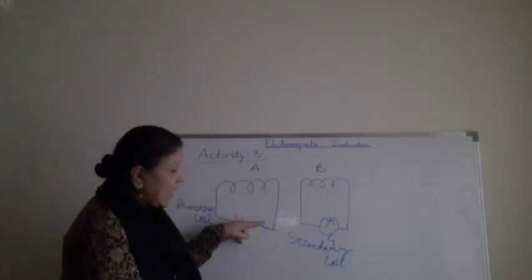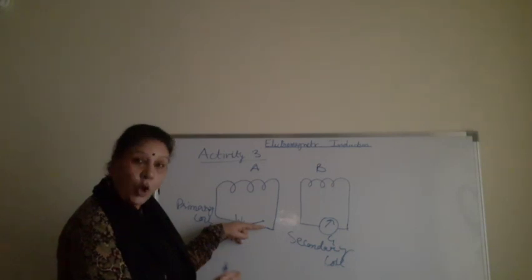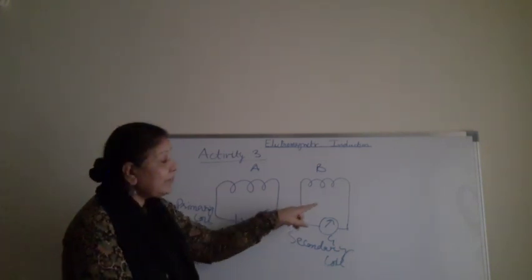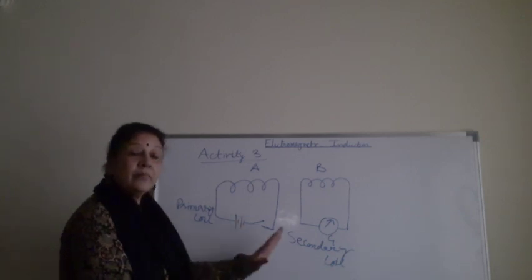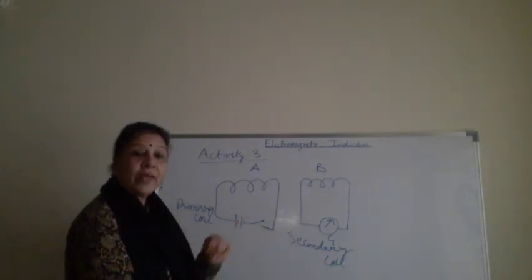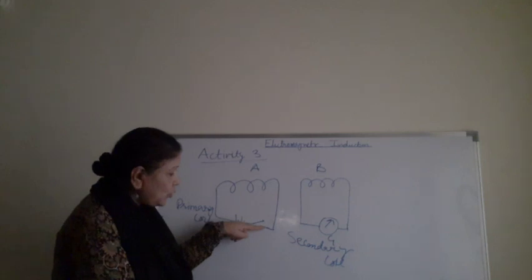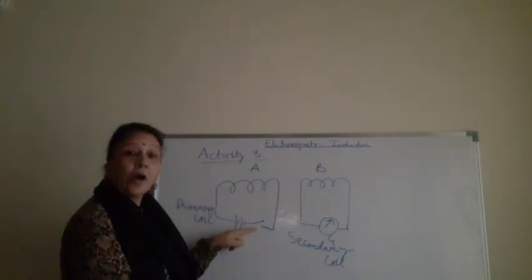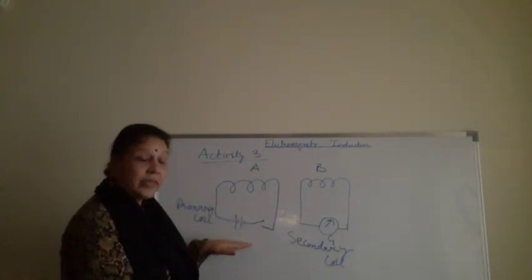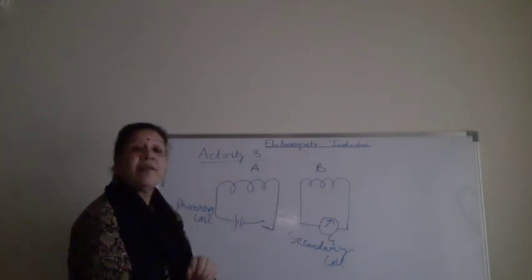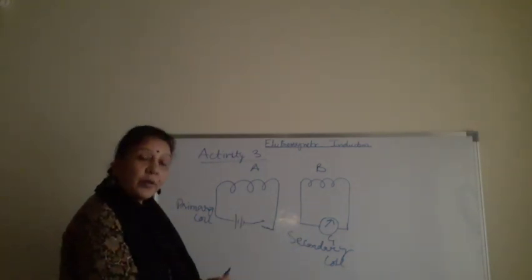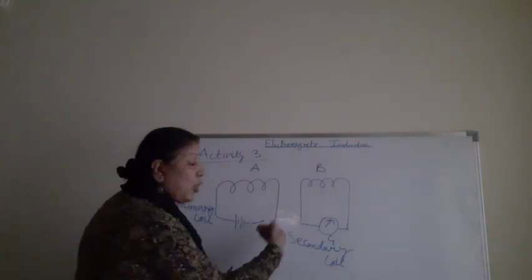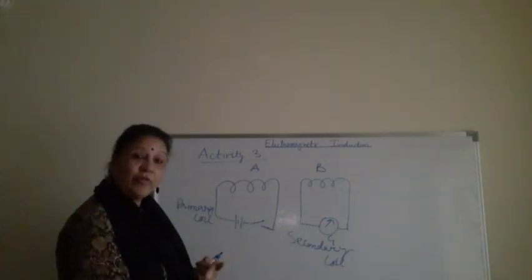Now, if I keep on pressing it, it's on only, then I'll see there is no movement or no deflection, means no induced current is flowing in coil B. If I release this or it is off, then what will happen? Again, there will be a deflection in the galvanometer showing the production of induced current, but in the opposite direction. So again, 3 steps.